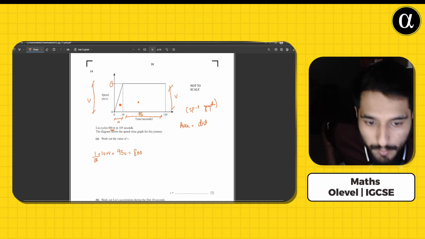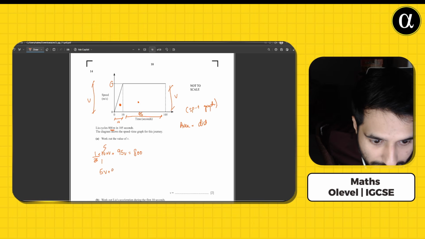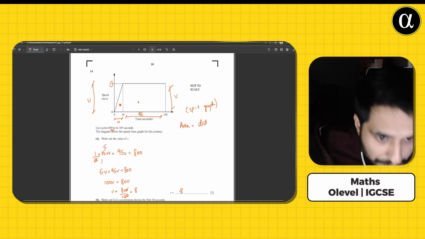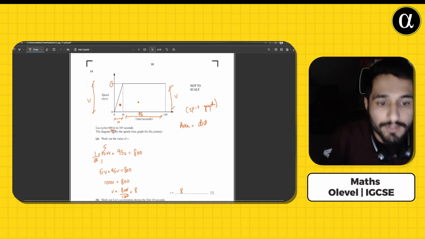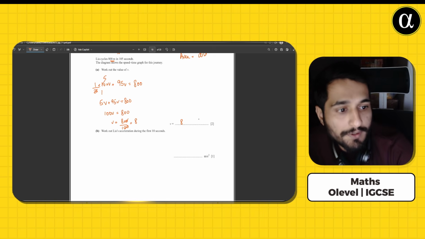So we solve this. What we get is 5v plus 95v is equal to 800, and 100v is equal to 800, and v is equal to 800 over 100, which gives us 8. So this is going to be 8, and the unit is going to be meters per second, as stated over here. Right.